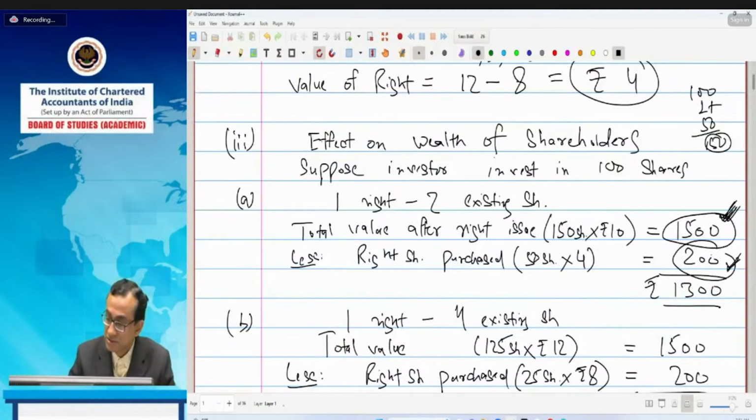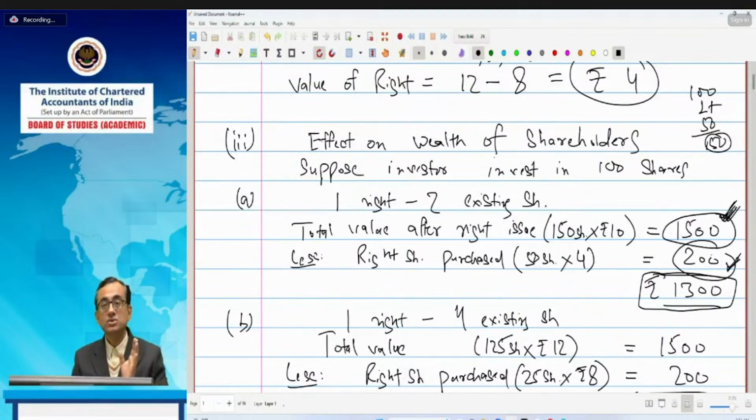So this is actually the wealth, that is the net wealth. You can consider it as net wealth. And there is no change in the net wealth in all these situations, situation 1, 2, and 3. Means whether one right share is issued for 2 existing shares, or one right share is issued for 4 existing shares, or even if the right shares would not have been issued, the situation will be the same.